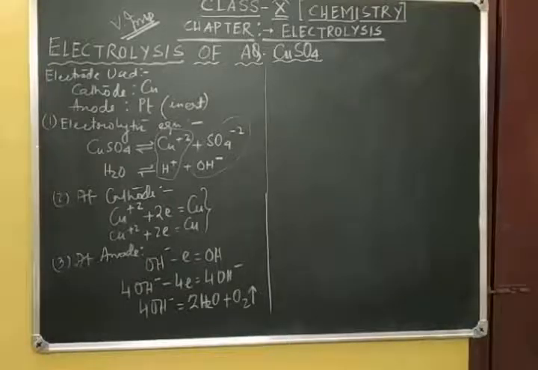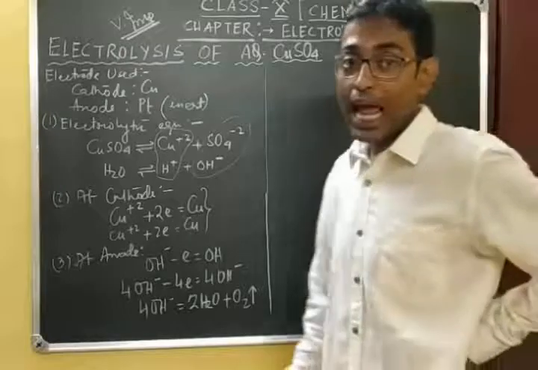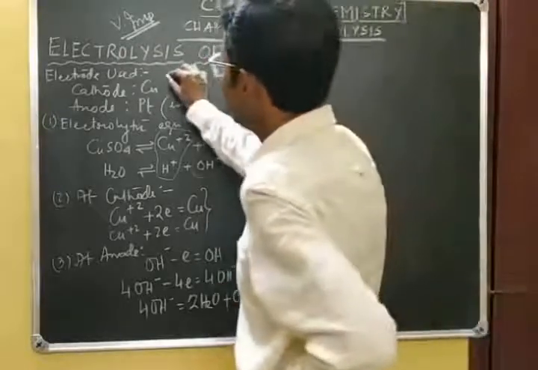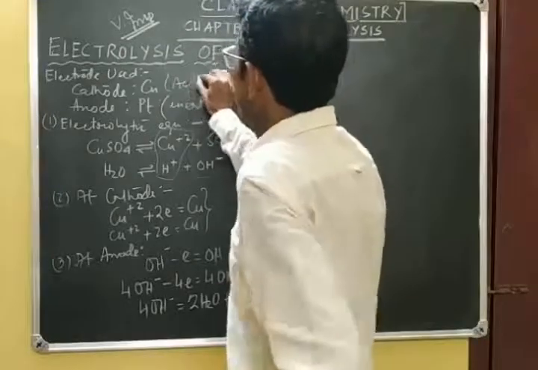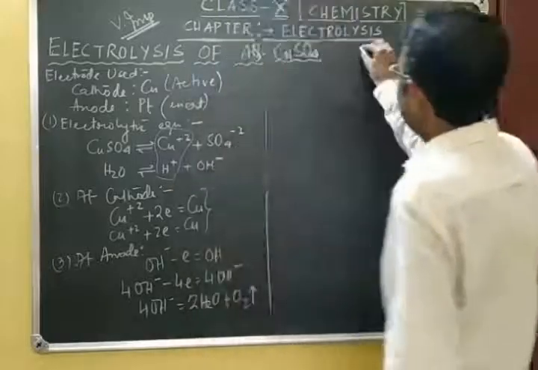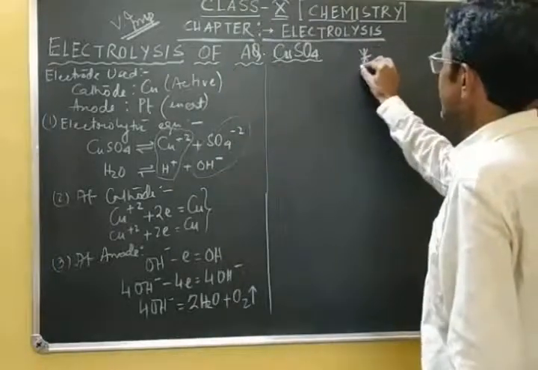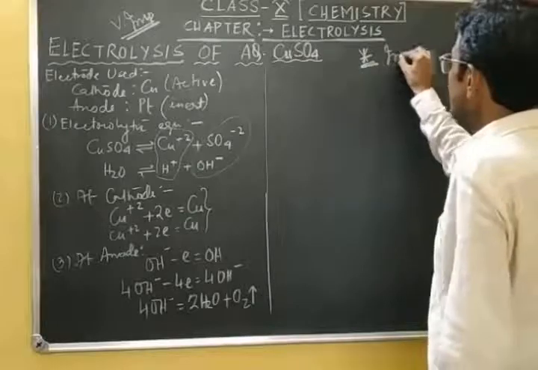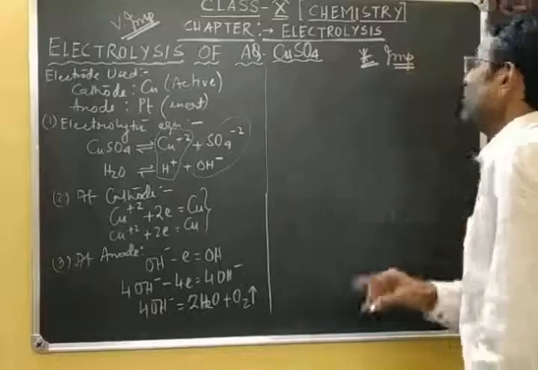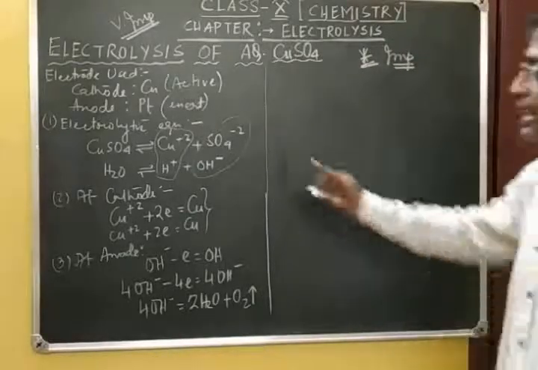Now this is important if we use both anode and cathode as copper. Copper is an active electrode. So, active electrode, and remember this is an exceptional case. You should know it very, very properly. Just learn it, memorize it. So here see the difference.